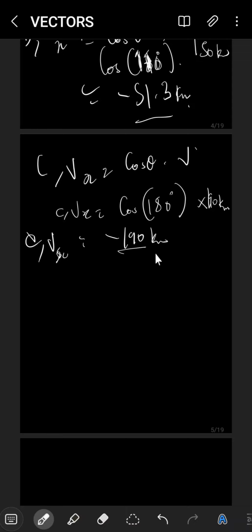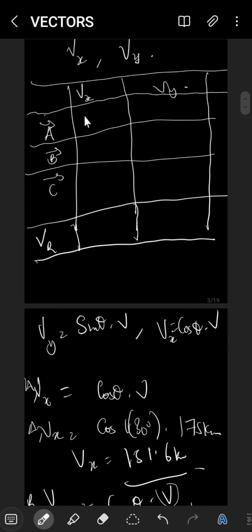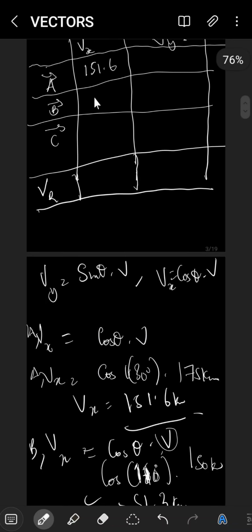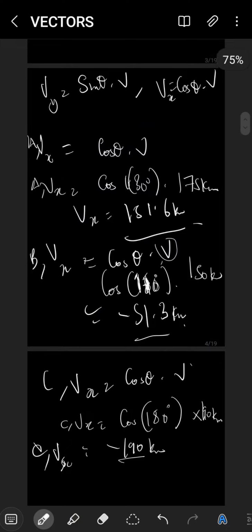All right, then we'll place all these items in our table. Okay, so here we'll have 151.6, right? B, we have -51.3. C has -190. Okay, so you can just say brackets kilometers. All right, we'll add all this. Let's first find y, then we come and add all that.